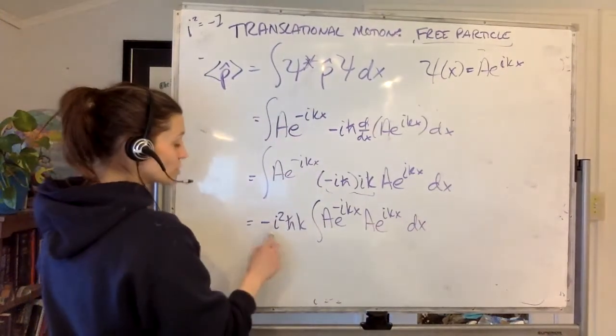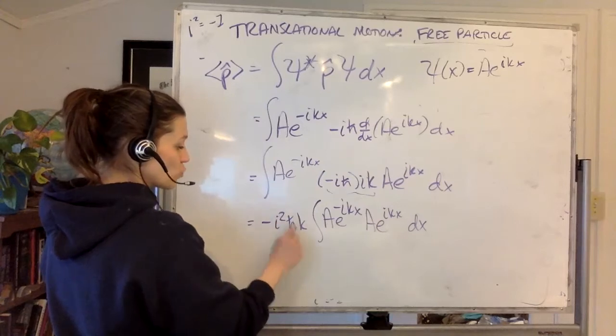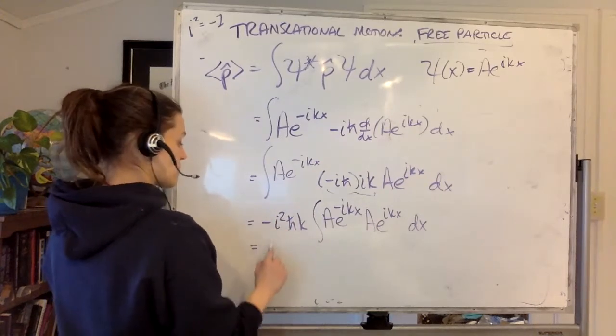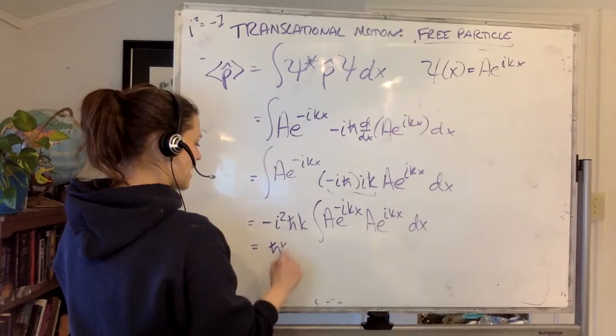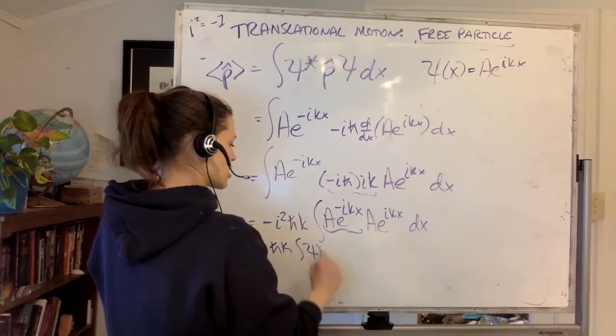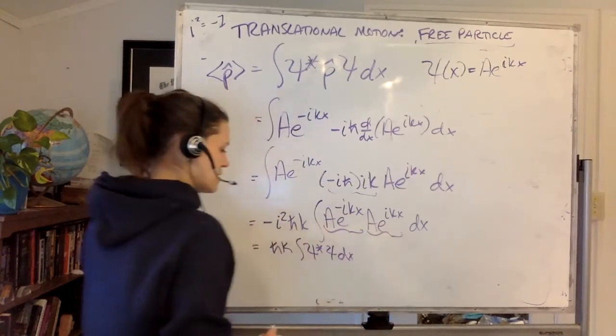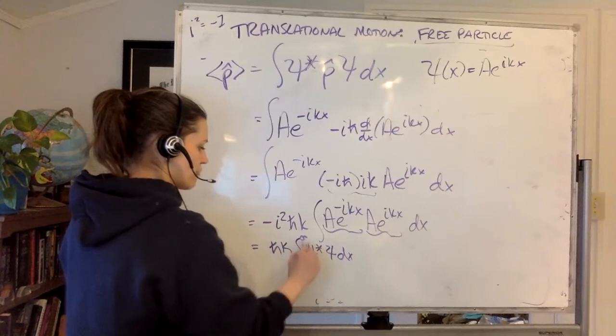Okay, two things. First of all, minus i squared is a minus 1. Minus 1 times minus 1 gives me a positive 1. So this is just h bar k times the integral of psi star psi dx from minus infinity to infinity.